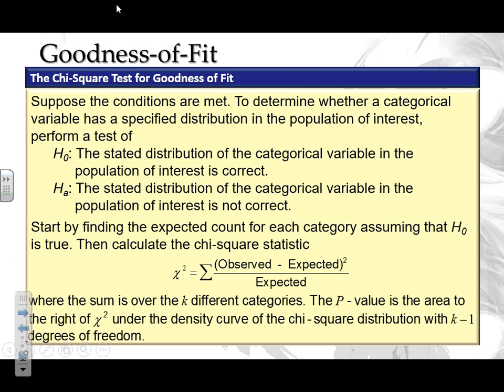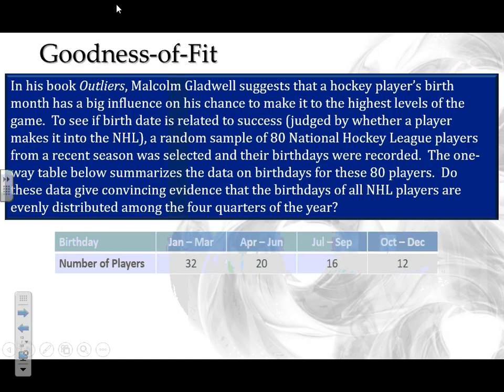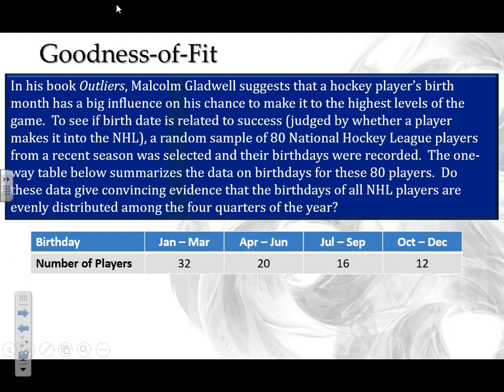Start with your hypotheses, just like always. So the stated distribution is correct versus the stated distribution is not correct. You would check your conditions. Part of checking your conditions would be calculating those expected counts, and then calculate your chi-square statistic, plug it into the calculator to find your p-value, and then based on the p-value, you will either reject the null or fail to reject the null. Okay? So that's kind of the main idea behind what we're looking at here. So here's an example.